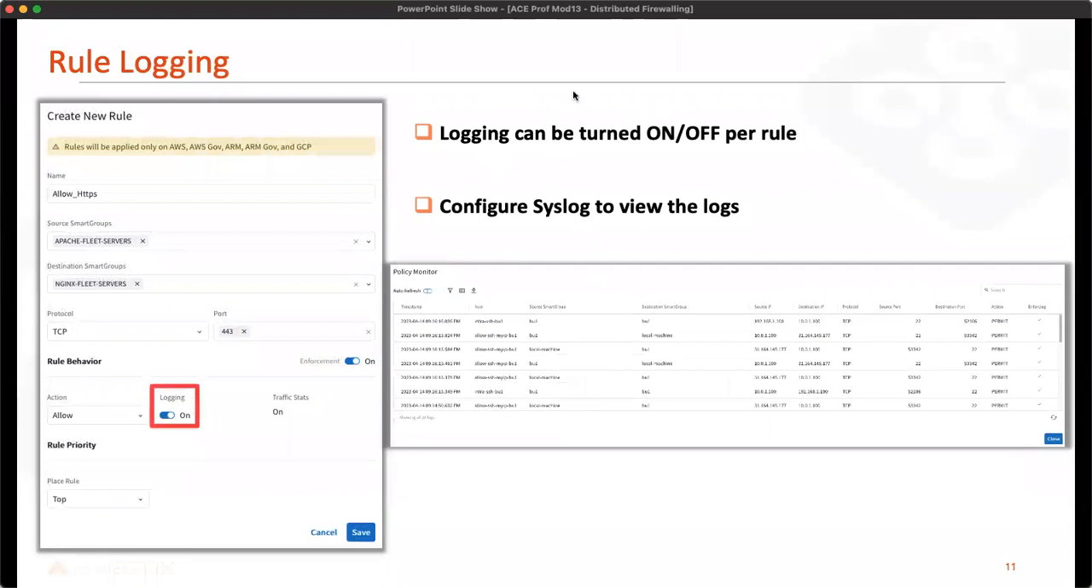Logging is another very critical piece, whereby whenever you are writing those rules, it's very important to see that there are rule hits. You can always look at policy monitor to verify that the rules you are writing are actually having a hit against them. Otherwise, your logic might not be 100% accurate.